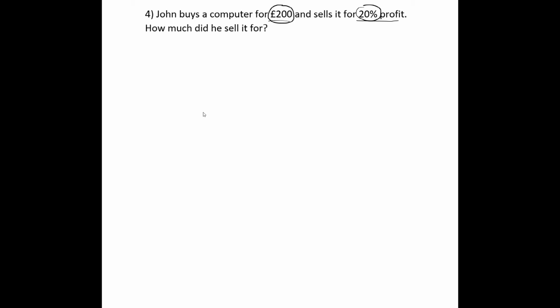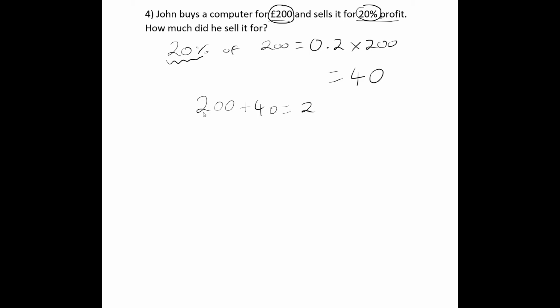So firstly, to work out 20% of 200, I need to do 0.2, that's 20%, and multiply it by 200. This will give me 40. If I use a calculator, I'll get 40. So to work out how much he had to sell it for, I need to do 200 plus 40, which is £240. Because the original cost to him was £200, and 240 take away 200 is 40, which is his profit. So my answer is £240.